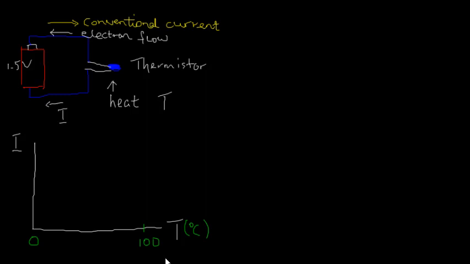And what could happen is that when this is at 0 degrees Celsius, we might have a small current of, let's say, 0.0015 of an ampere.